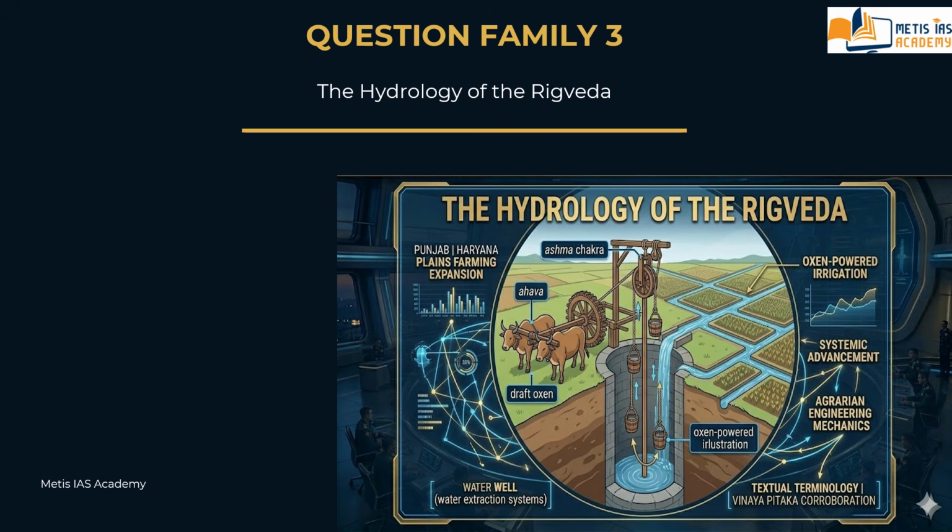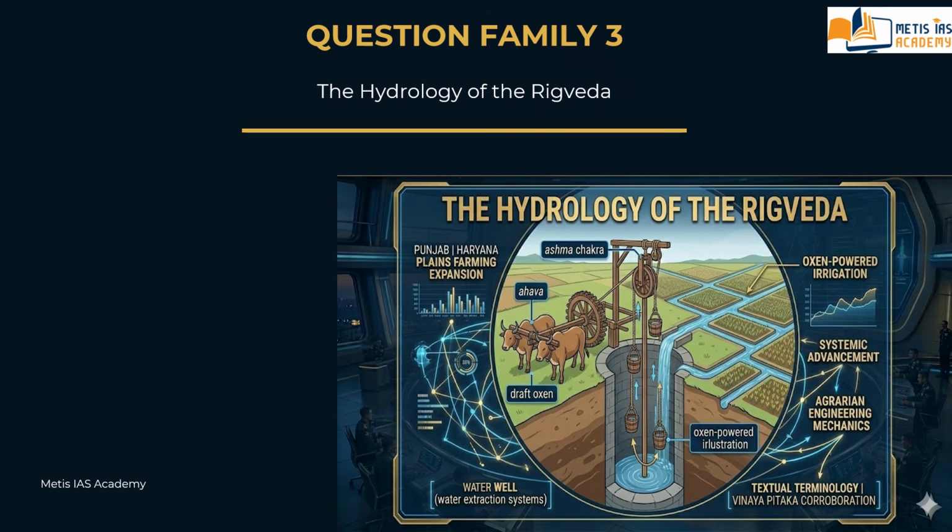Then comes the question family number 3, that is the hydrology of the Rigveda. Under this, look at question number 10. What is question number 10? UPSC bypassed standard summaries to test the mechanics of ancient agrarian engineering. So history is not simple history. In history also, agrarian engineering is there.